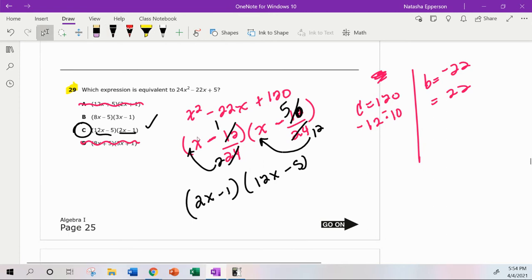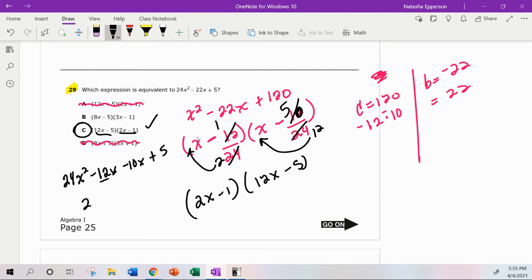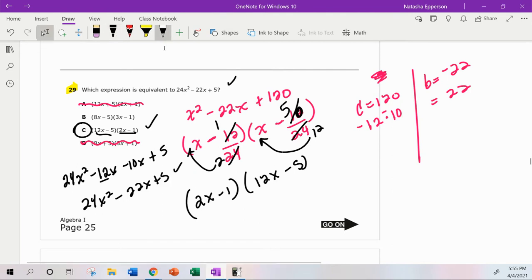And we can double check by FOILing. Let's check it in FOIL. So I'm going to FOIL that back out. I'm going to say 12 times 2, that's going to give me 24x squared. I'm going to do 12 times negative 1, that gives me negative 12x. I'm going to do negative 10x, and then positive 5. Combine like terms, that gives me 24x squared minus 22x plus 5. Yep, that works for our original quadratic.